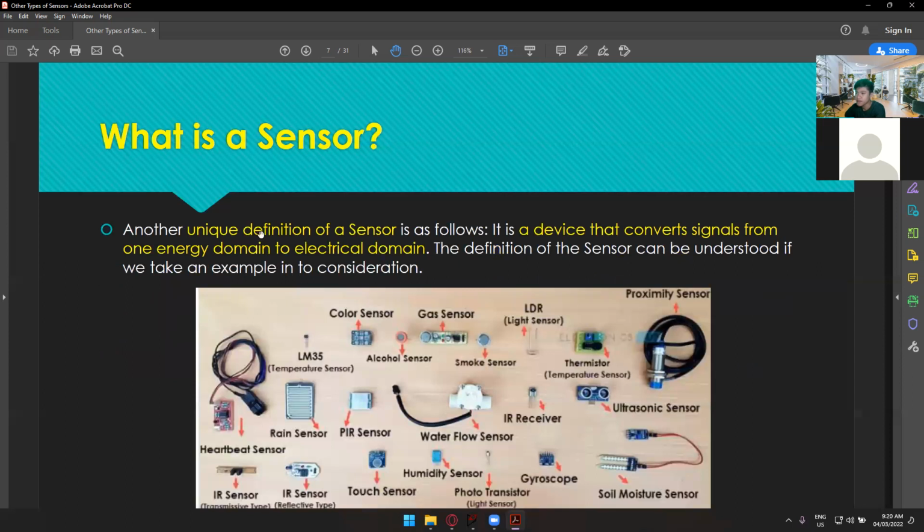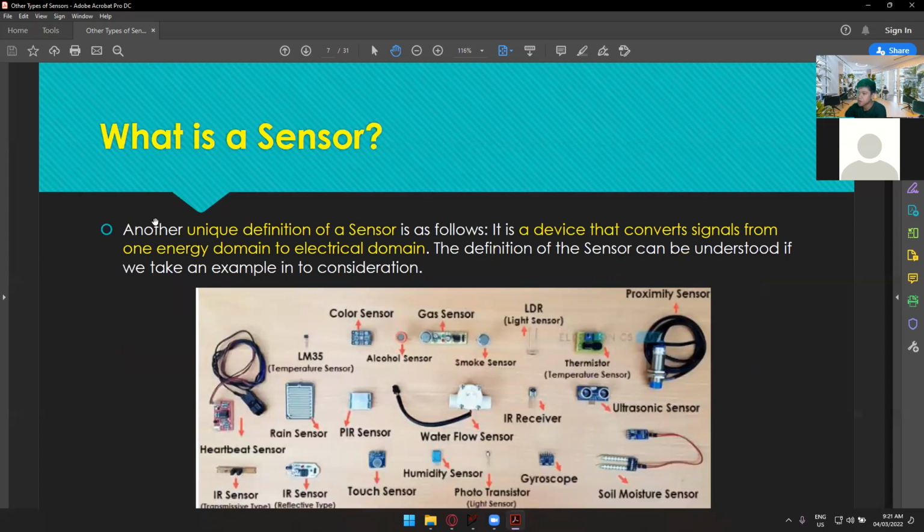And then we have here the different kinds of sensors. We have color sensor, gas sensor, LDR, and so on and so forth. We have LM35. So just check them out later on. These are just the basics when it comes to sensors.